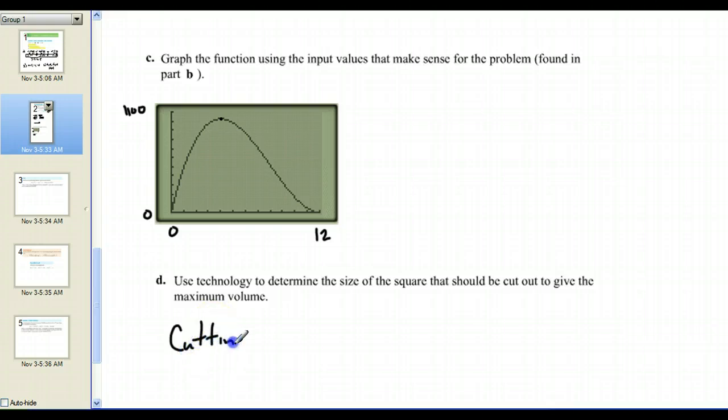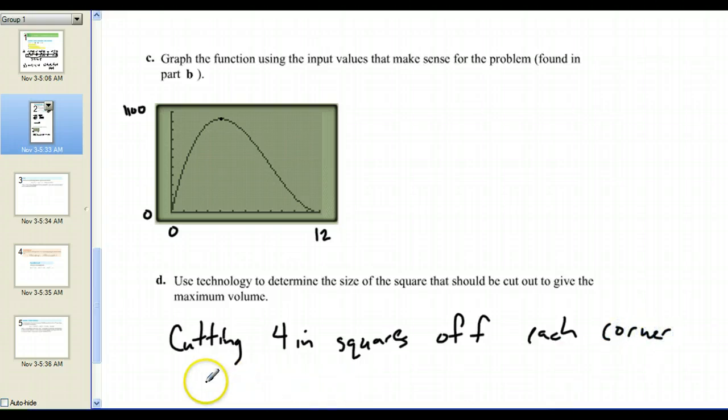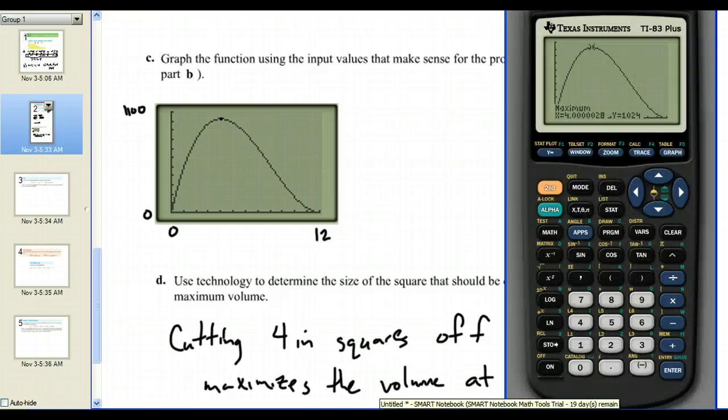Alright, so for this problem, cutting 4-inch squares off each corner maximizes the volume at, again, what was that? 1024 square inches.